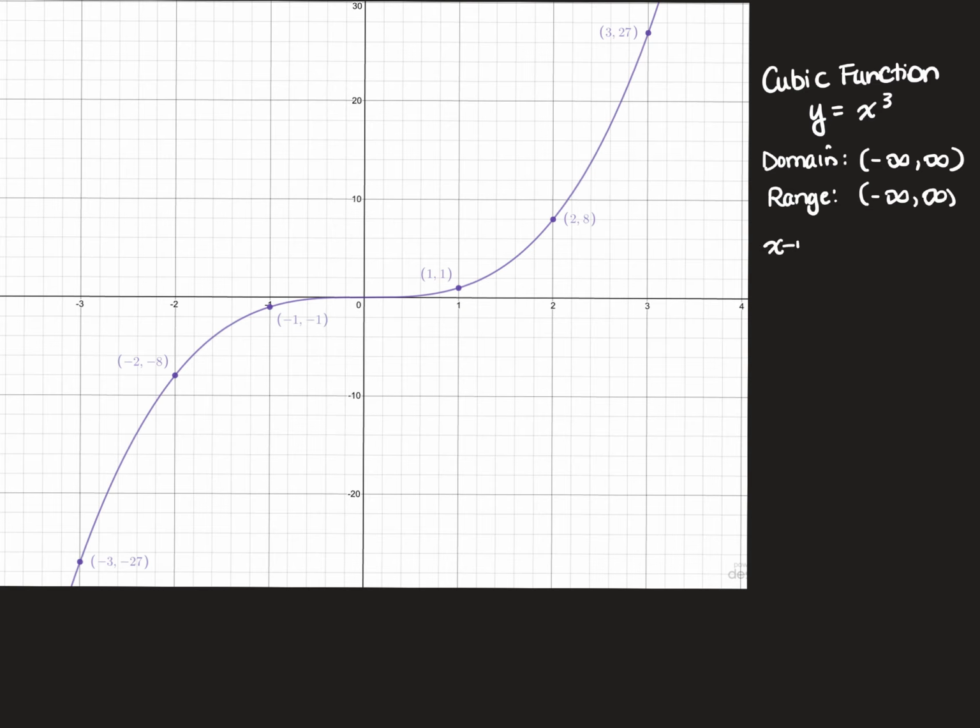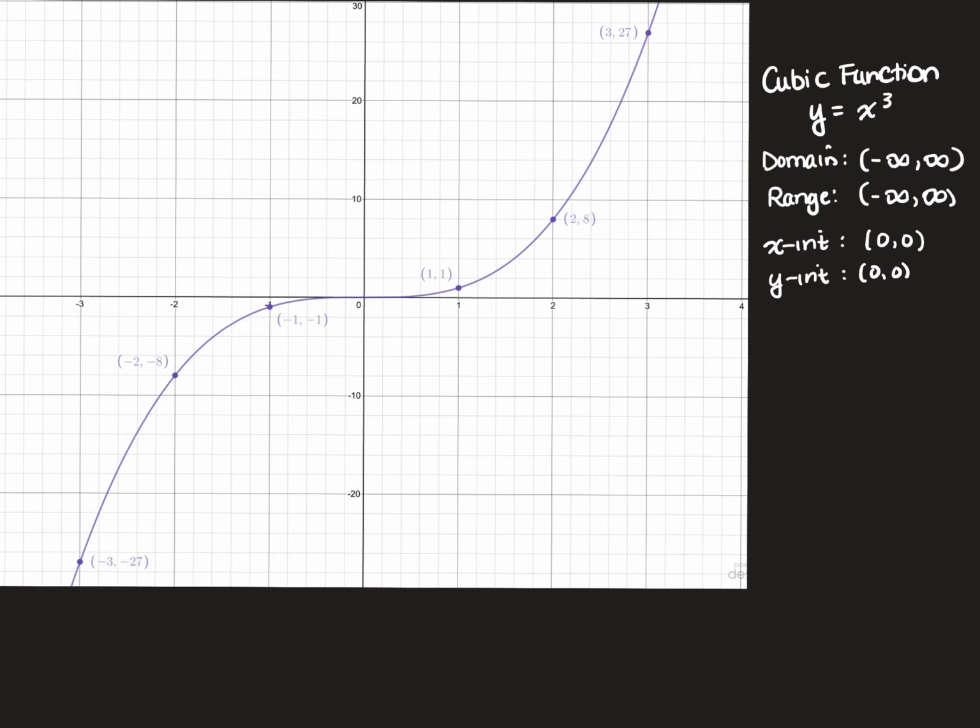Any x-intercepts we have are at 0, 0. Our y-intercept then is also at 0, 0. And then are there any interesting properties?